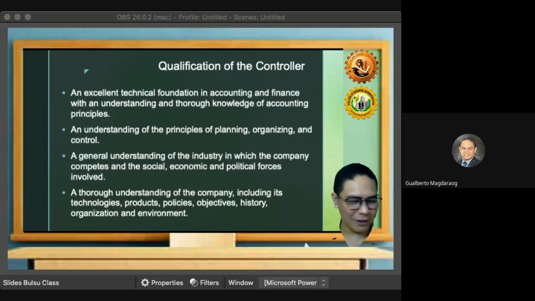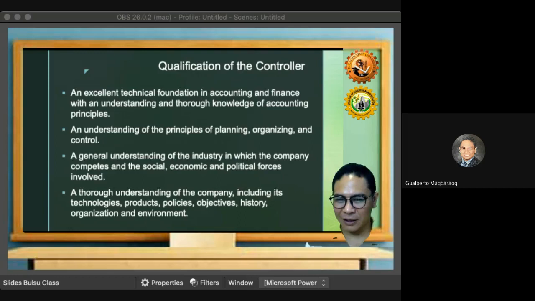We are just discussing this because you might be interested to be a controller or work to be like this, okay? But I'm not saying na dito lang ang babagsakan natin. When you finish your degree, you can be in other positions.